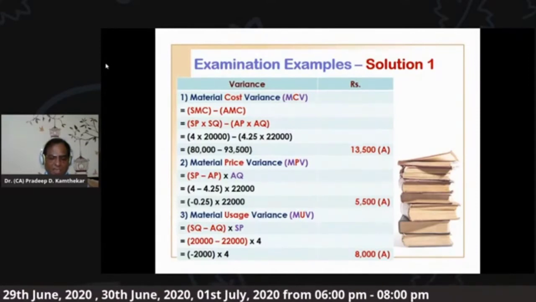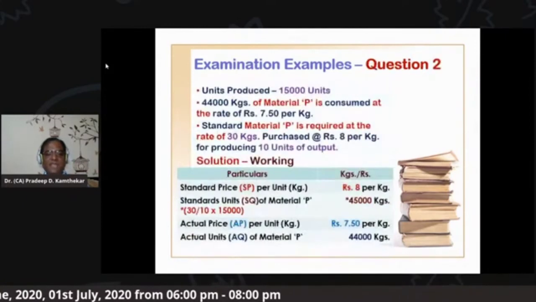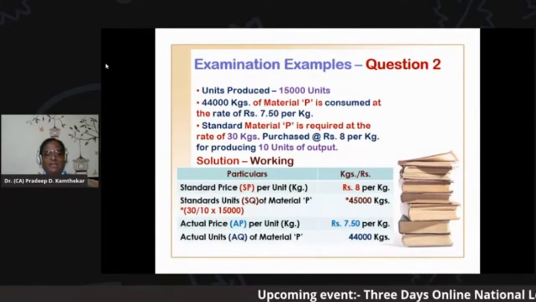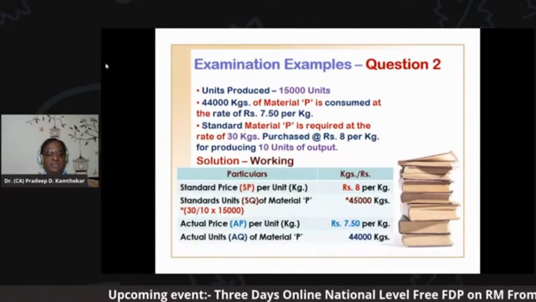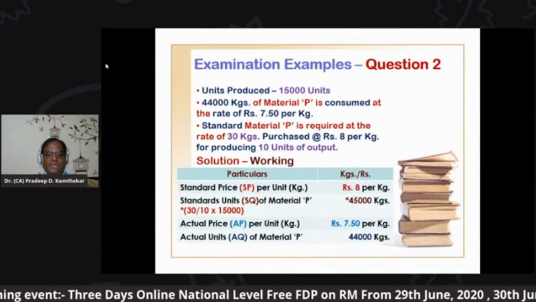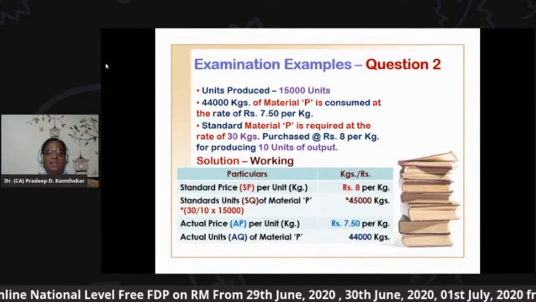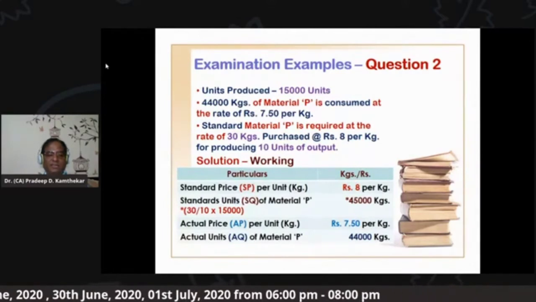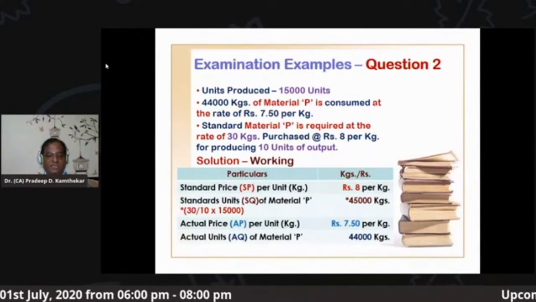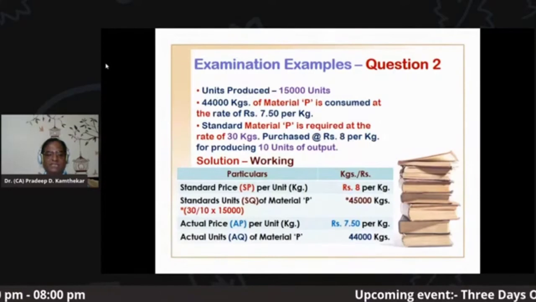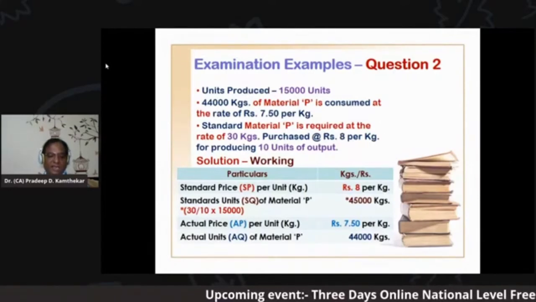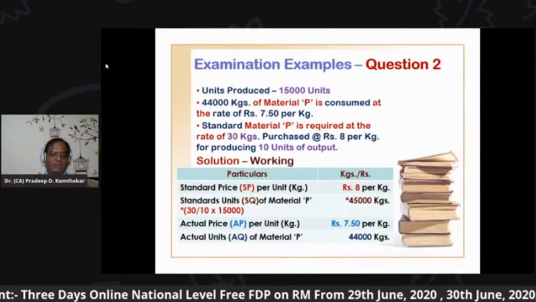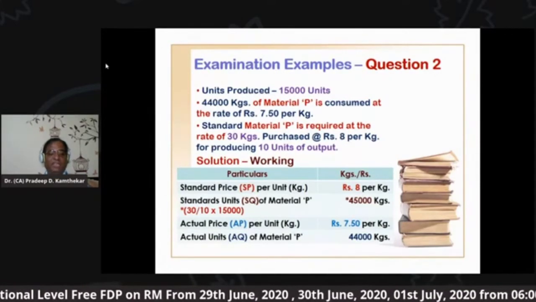Let us have a little bit more difficult example where things are not given directly. Again, the units produced are 15,000 units, and 44,000 kilograms of material P is consumed at the rate of 7.5 per kilogram. Standard material P is required to be consumed at 30 kilograms at the rate of rupees 8 per kg for 10 units. In the earlier problem we were given for 1 unit how many kgs of material X was required. Now here it is for 10.